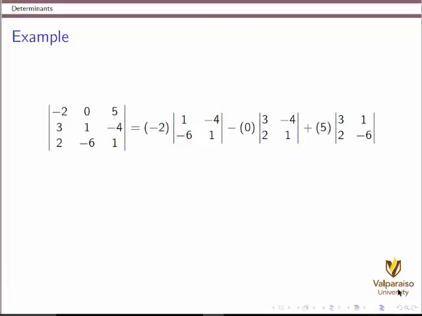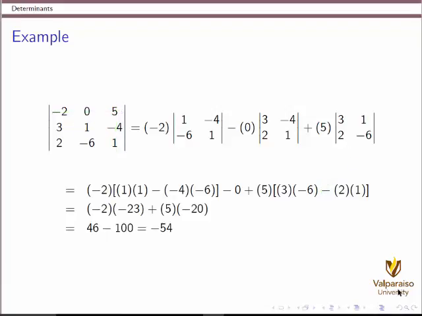So, example. Here's a 3 by 3 determinant. What we're going to do is crawl across the first row, and we'll take the entry -2. In our heads, we'll erase the row and column that -2 sits in. That will leave us the 1, the -4, the -6, and the 1, and we'll form that 2 by 2 determinant. Then we'll move over to the 0 in the first row. We will erase its row and column, leaving behind the 3, the -4, the 2, and the 1, and then the same thing for the 5.